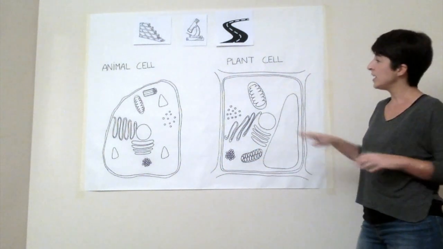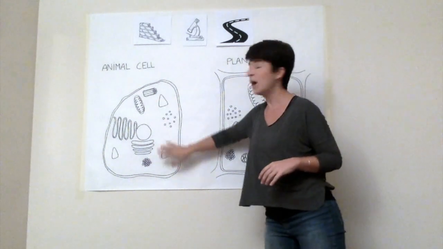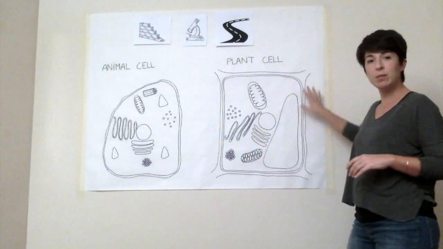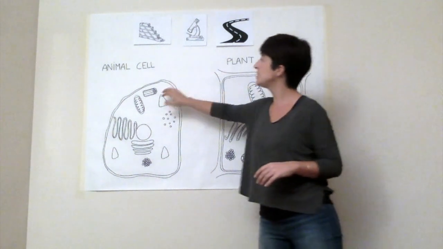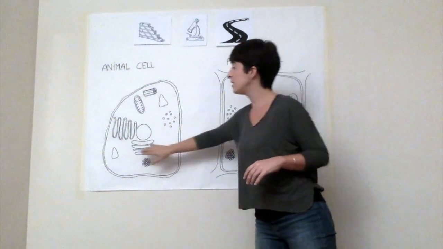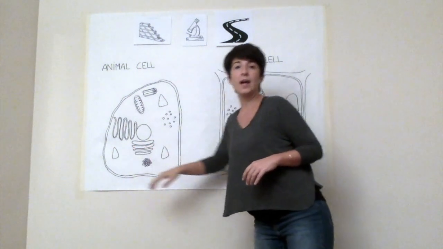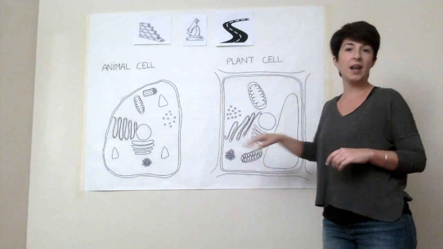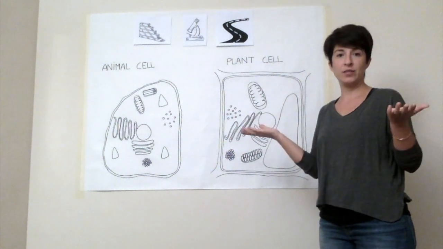And finally, they both have vacuoles, but they are different. Plant cell has a big vacuole and animal cell has little vacuoles. And these are main organelles of the cell and main differences.